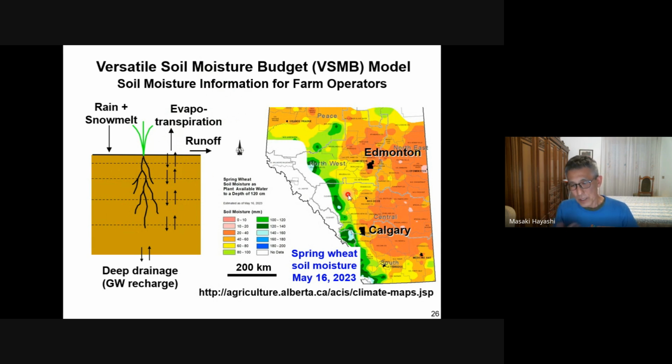In Alberta, the province we live in, we use a model called VSMB, the Versatile Soil Moisture Budget Model. Our government uses this model to forecast the soil moisture during the growing season. This is from last year. The color indicates the amount of soil moisture. The green is higher moisture, the red is lower moisture. So farmers can look at this map and then decide what crops they want to grow. So we thought we could use this model and modify it to simulate the depression-focused groundwater recharge.